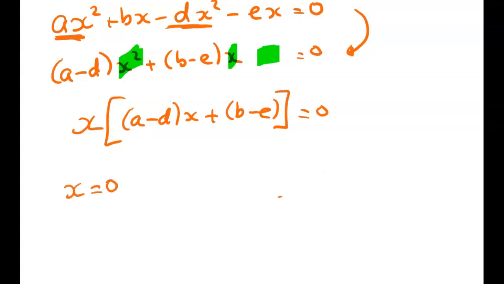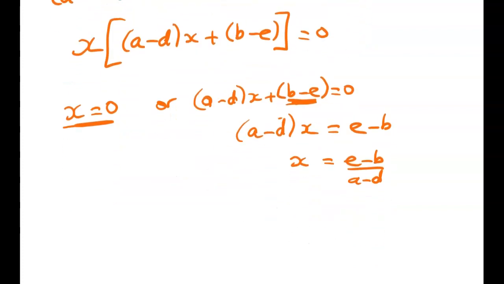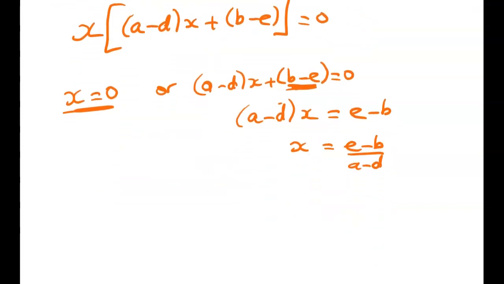Either x is equal to 0 or (a minus d)x plus b minus e is equal to 0. This one we'll just leave like that. Rearranging this, we get (a minus d)x is equal to e minus b, right? Subtracting that from both sides. And now we get x is equal to (e minus b) over (a minus d). So what we're asked is, when will we get two solutions?